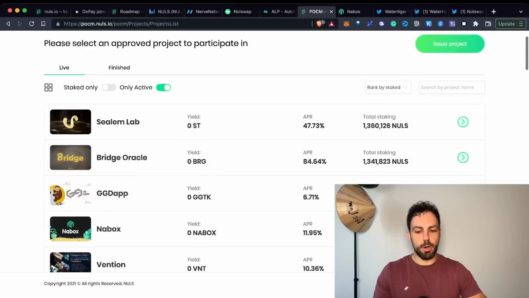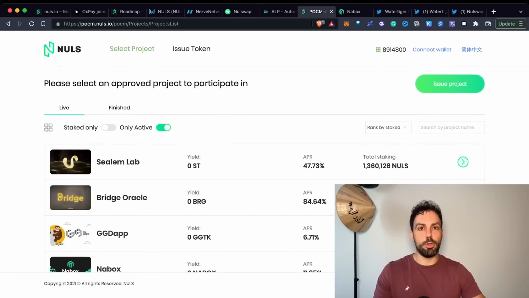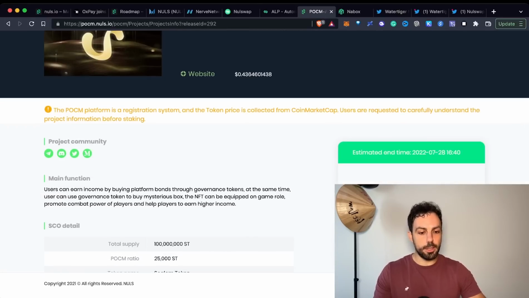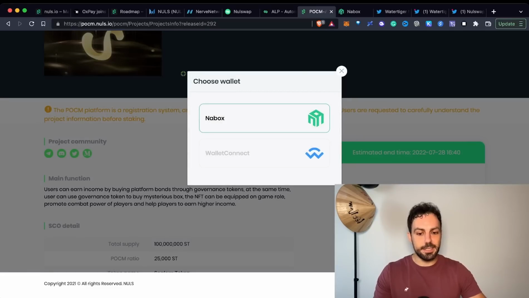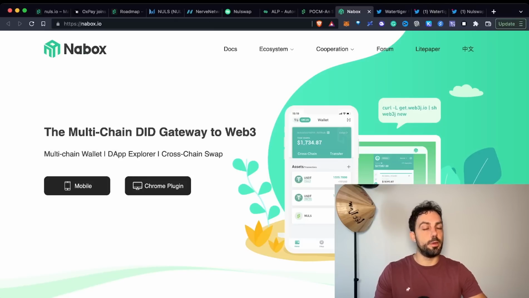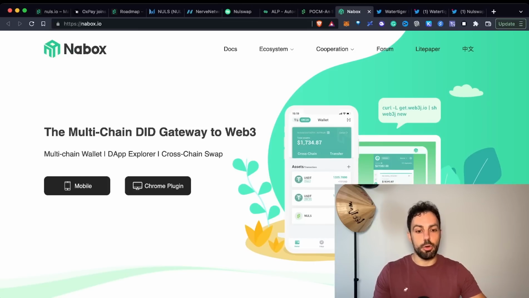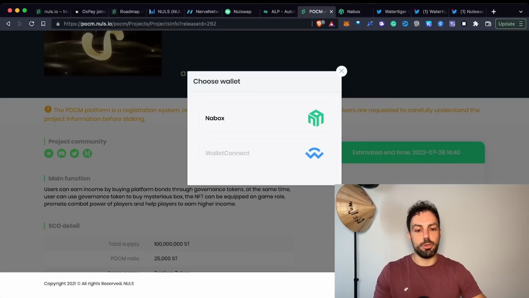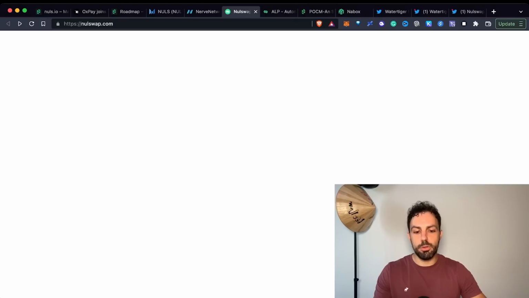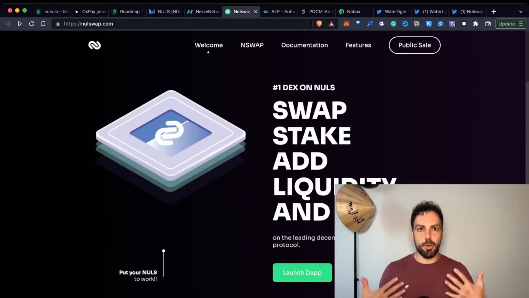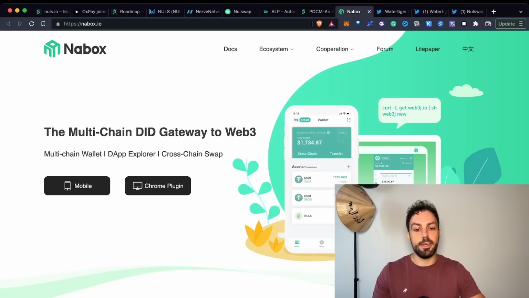All you have to do is choose your project. When we choose it, you will have the opportunity to click on it, and you have to connect your wallet, obviously. Remember, guys, that when we are talking about Nuls, there is a specific wallet that you should use. This wallet is called Nabox. It is this one. It is a multi-chain gateway to Web3. You can download it on mobile or also just as a plugin on your computer. This is the wallet that you need to use if you want to use this initiative in order to fund different projects, but also if you want to use, for example, Nuls Swap or any other protocol on Nuls. Remember, guys, you can't use MetaMask, but you need to have this specific wallet here.